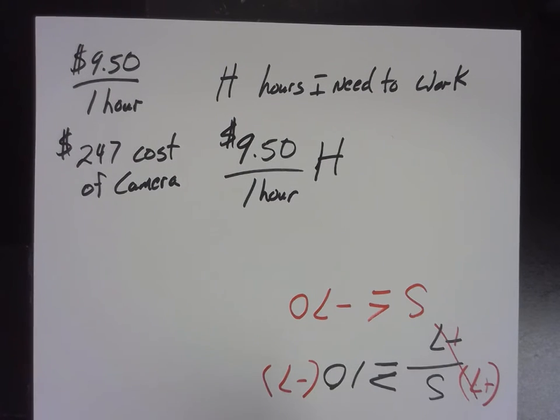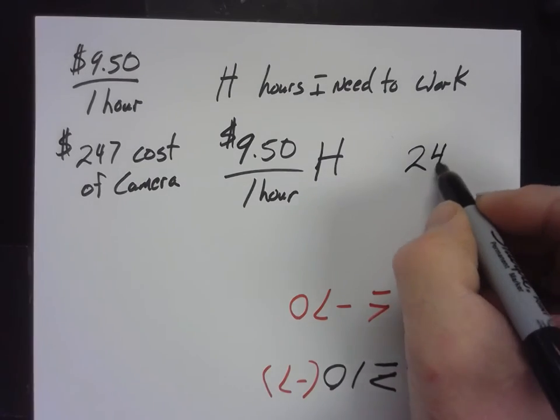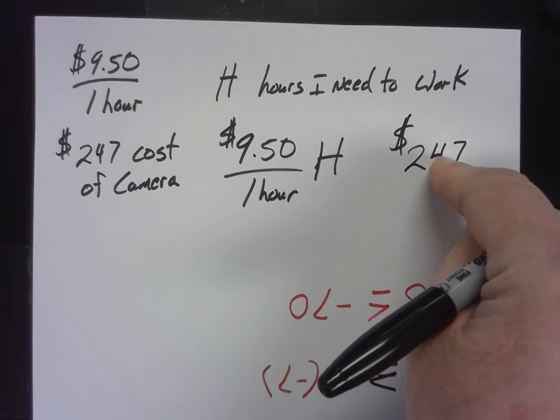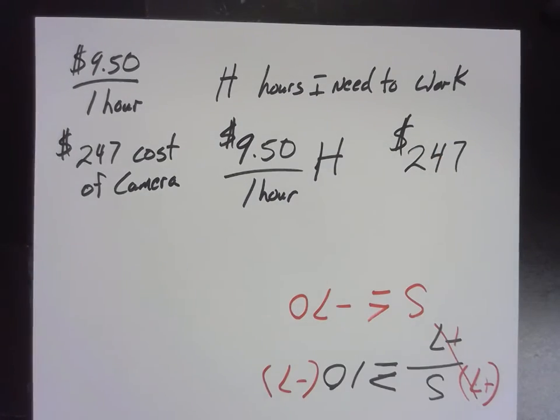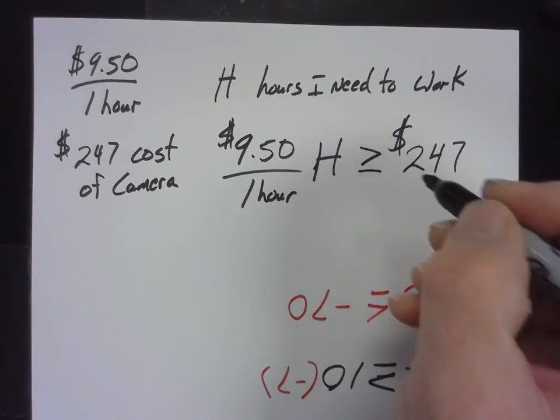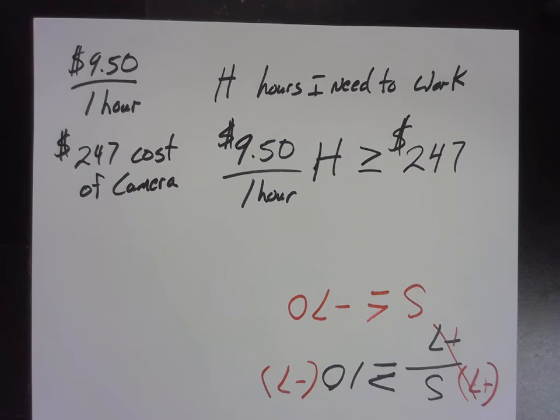We don't know what that is, right? But what do we know about it in comparison to that number? How do we want it to compare to this amount? Say it loud. Greater than, or equal to. Preferably greater than, but at least $247, right?